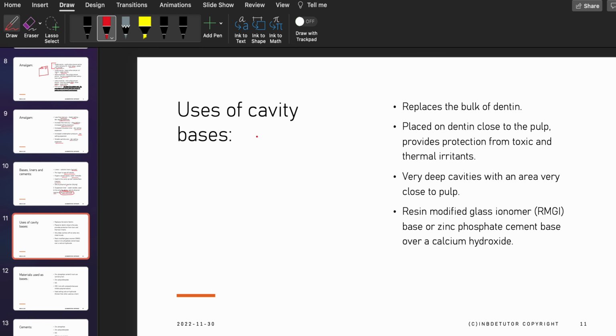Now, let's talk a little bit about bases. So bases are applied in a thicker quantity, so it replaces the bulk of the dentine. Placed on dentine close to the pulp, they provide protection from toxic and thermal irritants. So very deep cavities with an area very close to the pulp. Whenever you are drilling down and you are very close to the pulp and you have removed a lot of tooth structure, you can place a base. Resin modified glass ionomer cement or zinc phosphate cement base over a calcium hydroxide are the preferred ones.